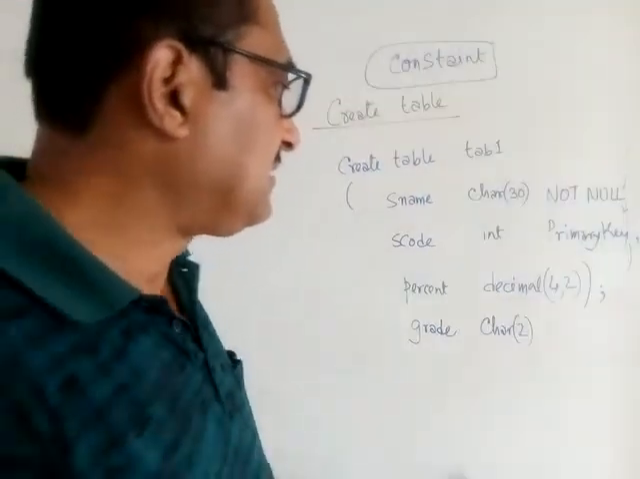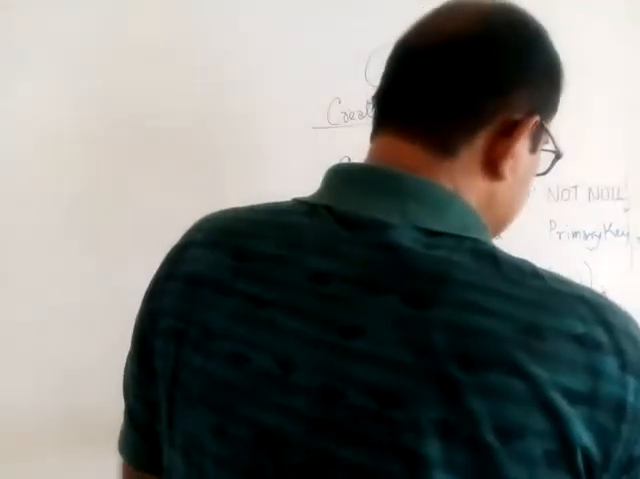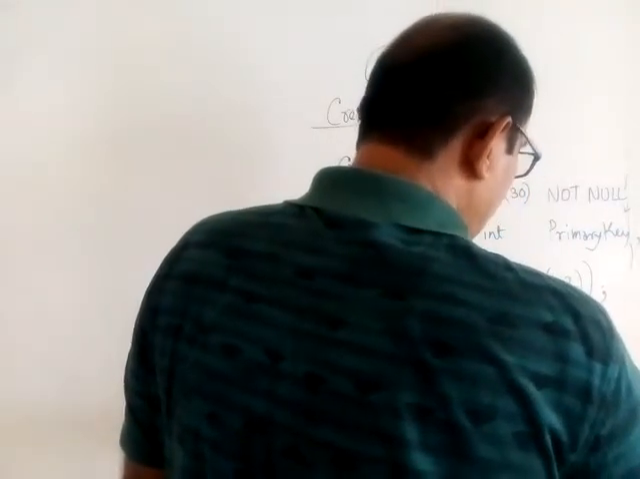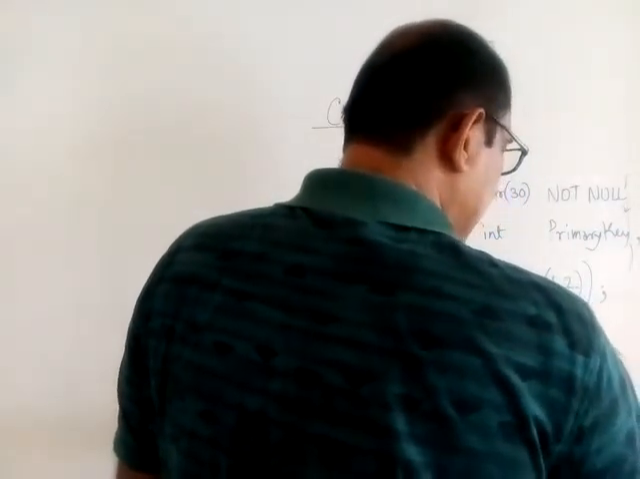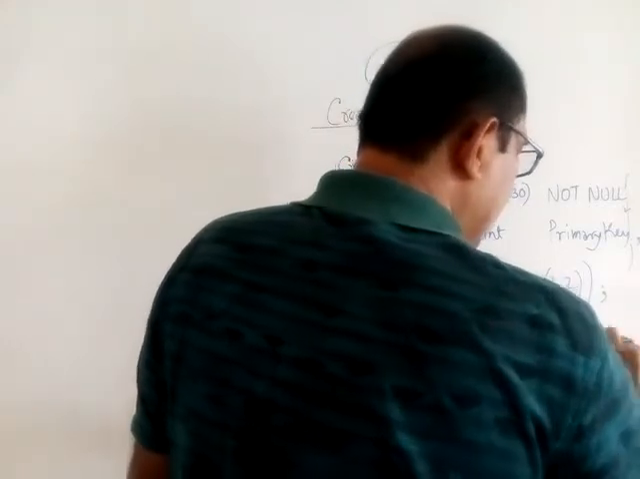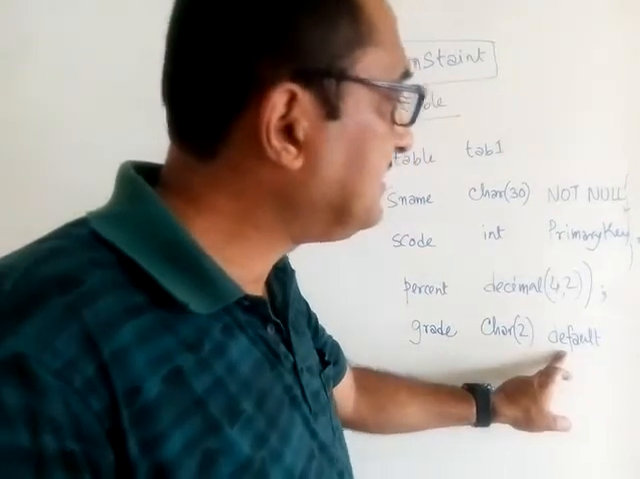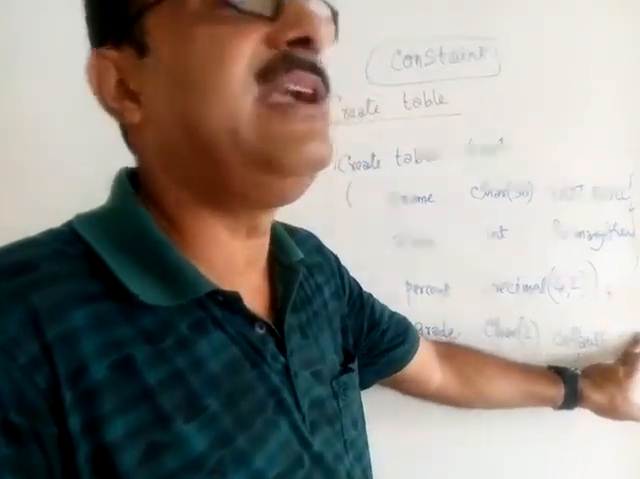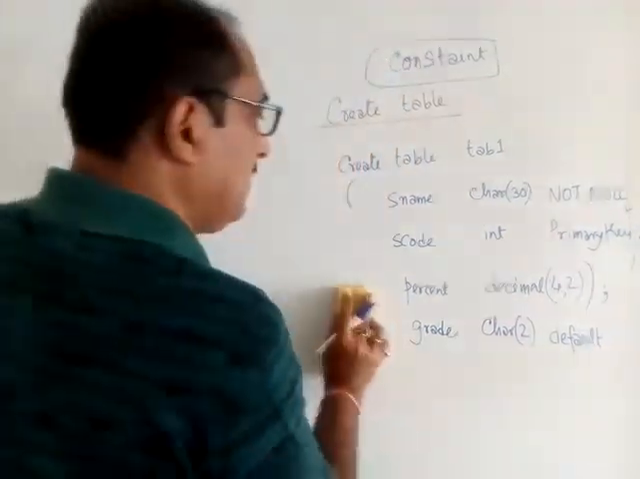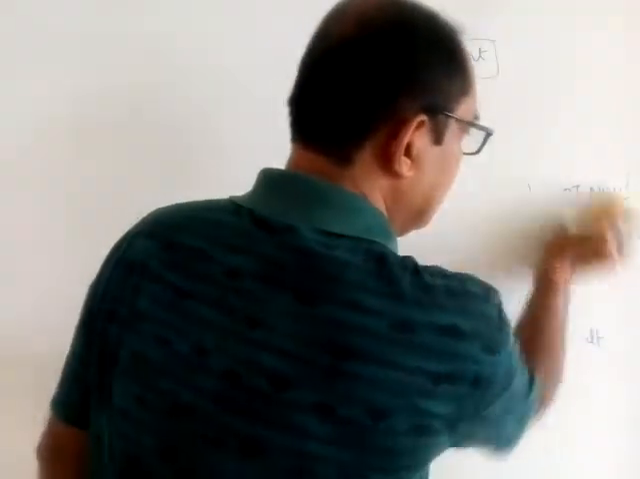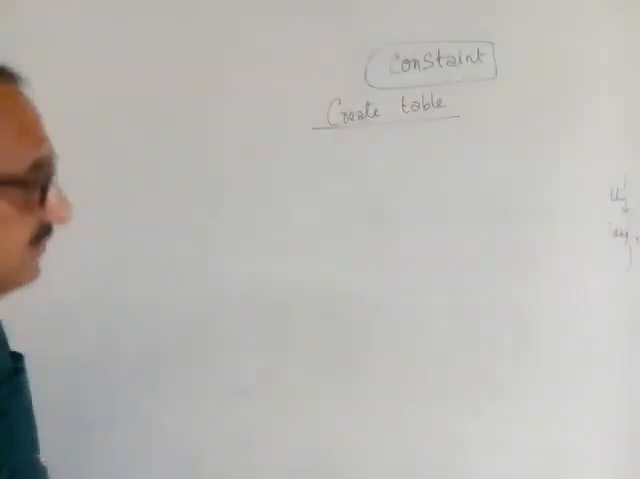Another constraint which I want to discuss with you is called default. Fine. Again here capital small doesn't matter. You can write default. Okay. And after that, default constraint is used basically to specify a default value. Okay. How is it done? I think I'm going too much on the right side. Let me do it here.